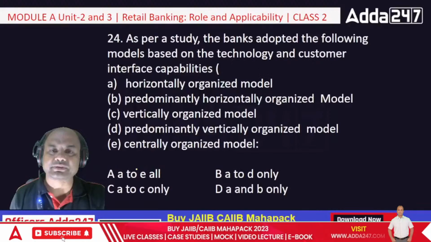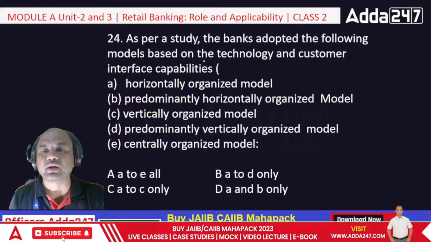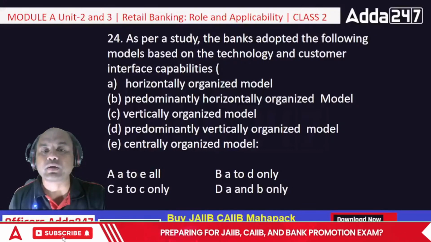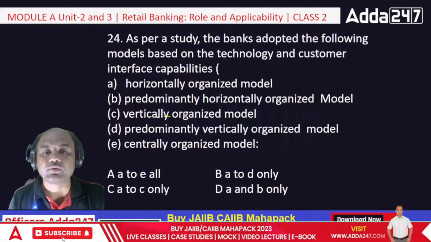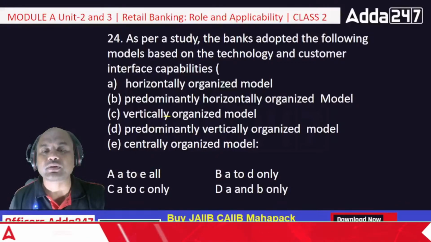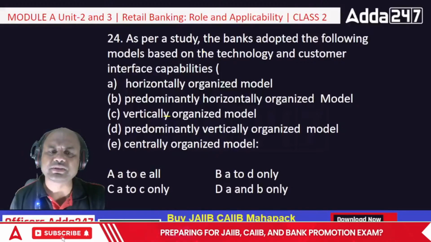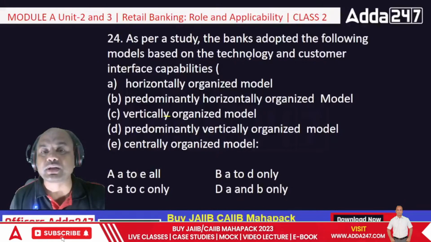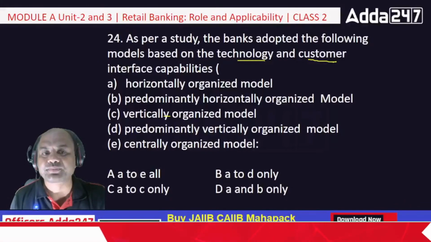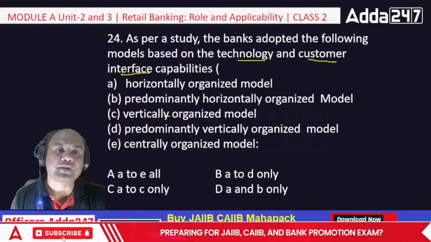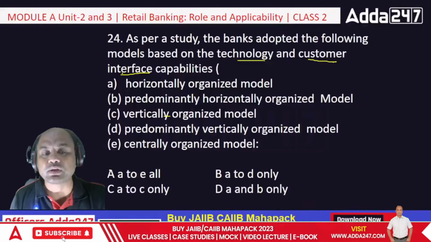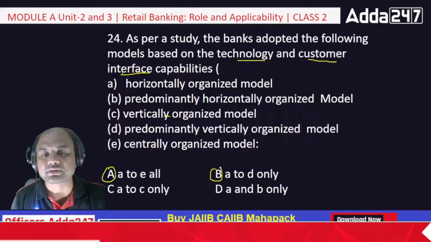As per the study, banks adopted the following models on technology and customer interface capabilities: horizontally, predominantly horizontally, vertically, predominantly vertically, and centrally organized models. So what is the answer? Here, adopted the following models based on the technology and customer interface. Customer interface we are talking. Here the answer is A to D. Now the answer is only between this or this.